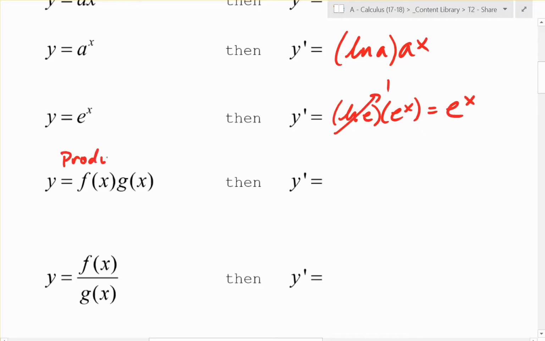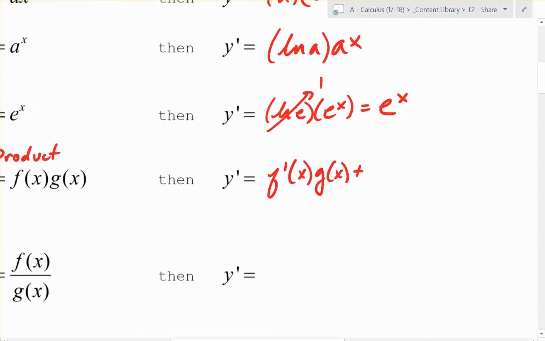Now we need to use the product rule on this one, and that's the derivative of the first times the second plus the first times the derivative of the second.